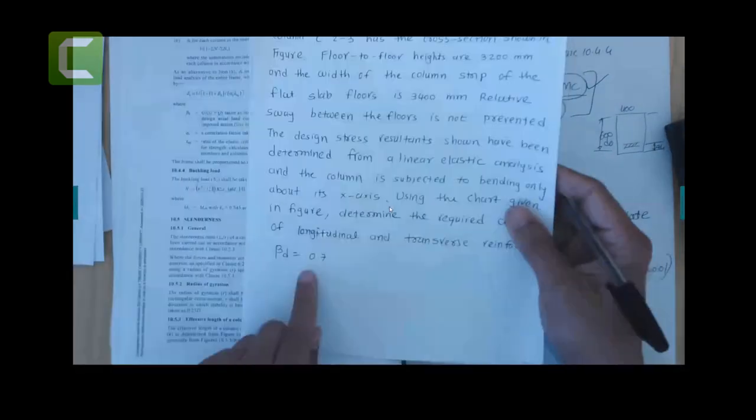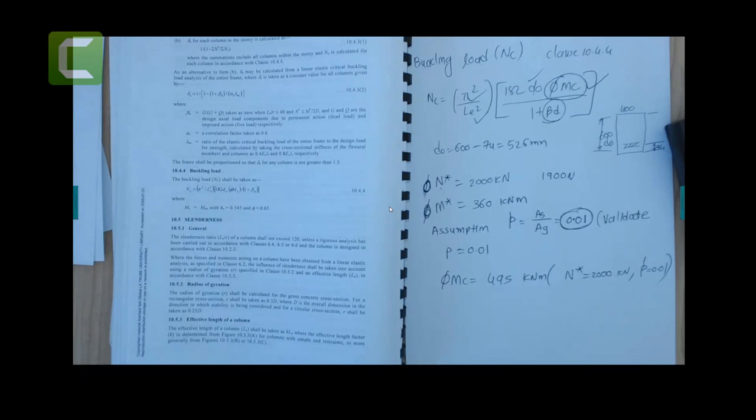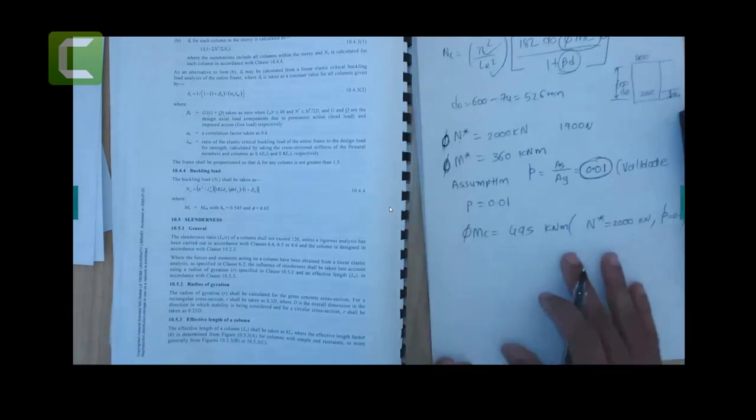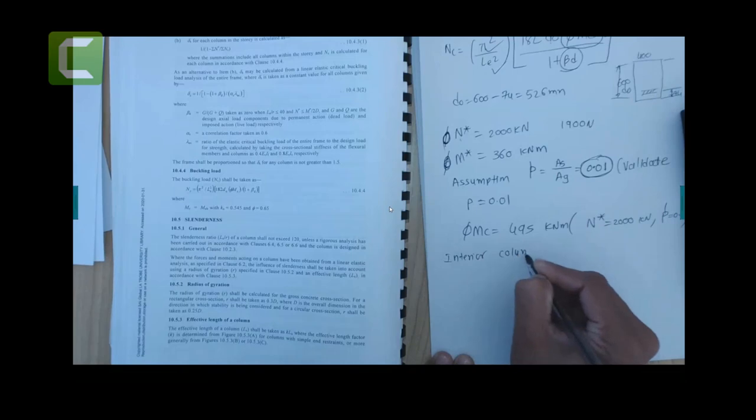All right, beta d is given in our example. There you go, beta d is given, so that is 0.7. Straight away, we can use it to substitute that value. Okay, let's do the interior column first.